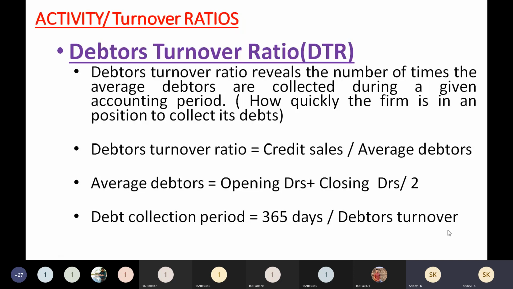So the shortest debt collection period will be best for the company. There is no limit on that shortest period. Okay. So as early as possible, if it is going to recover the amount, that will be the best one.